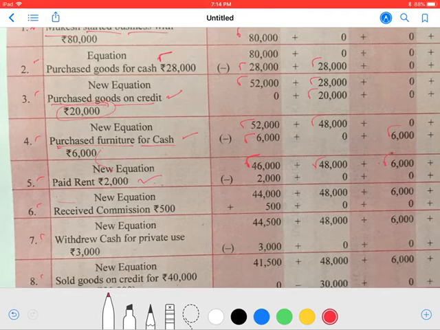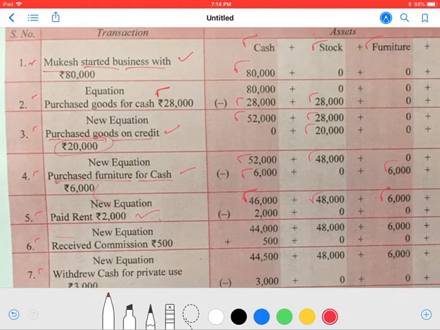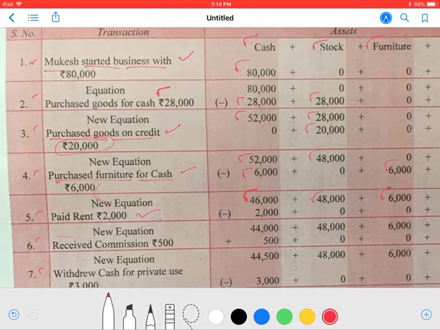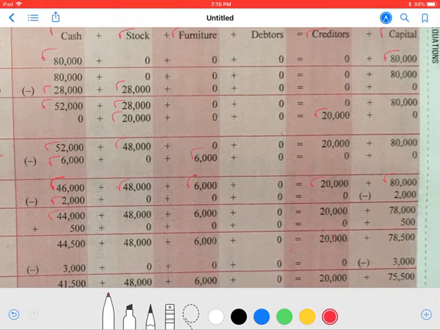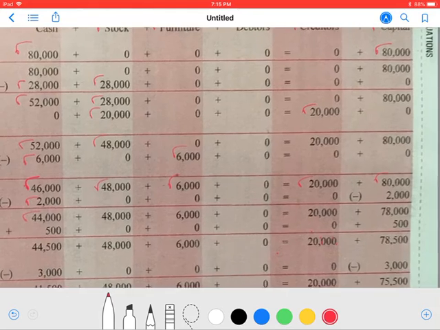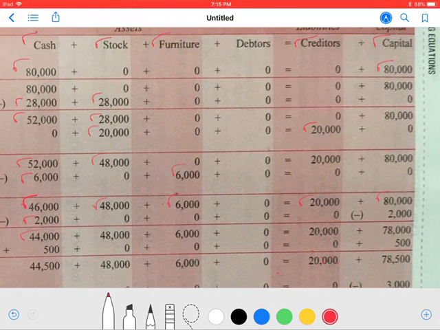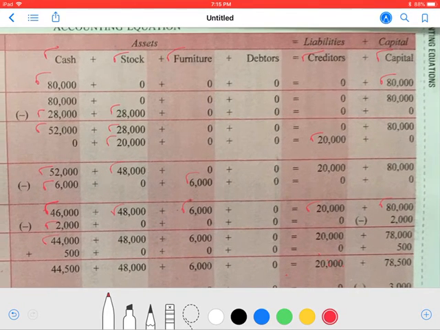So we have the cash amount now, 46,000, and we are paying 2,000 as rent. So we have to deduct this 2,000 from this 46,000, then it will remain 44,000. Okay, and remember every expense will be deducted from capital. Every expense, every loss will be deducted from capital, and every income and every profit will be added back in the capital.